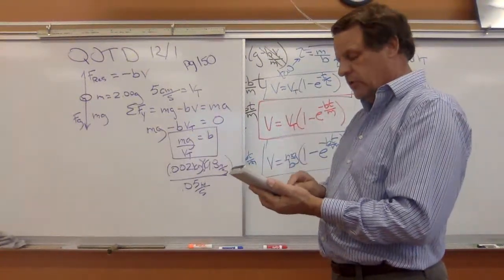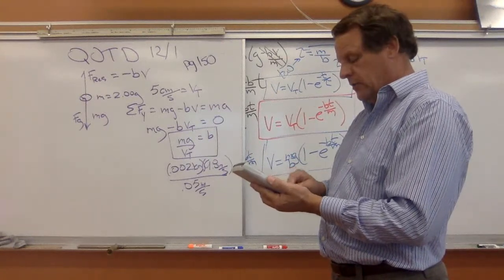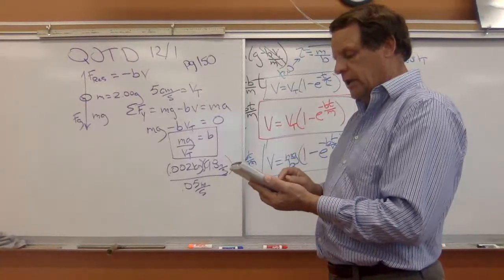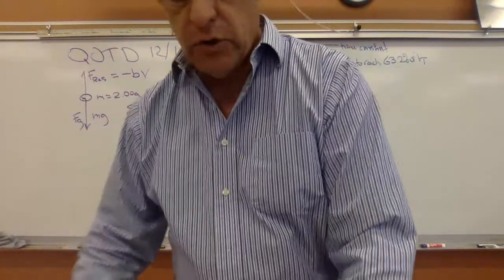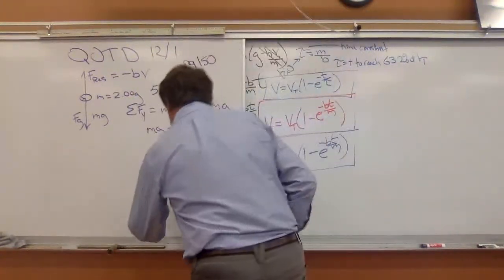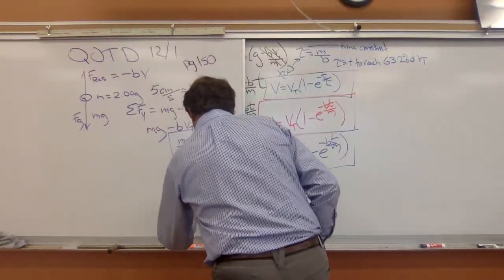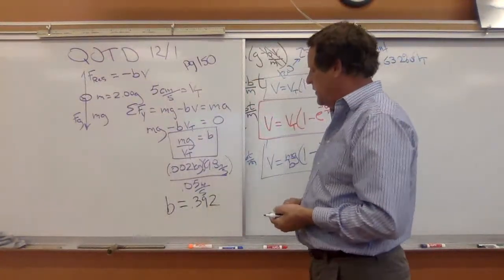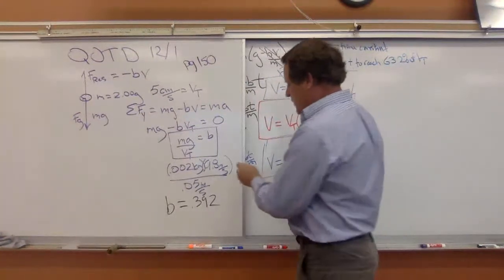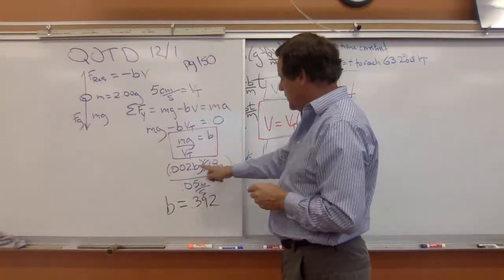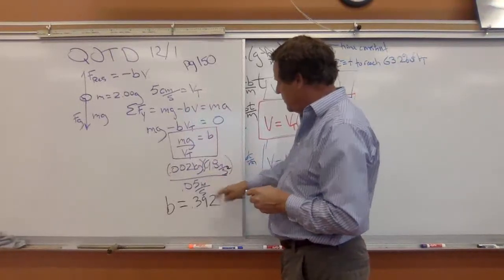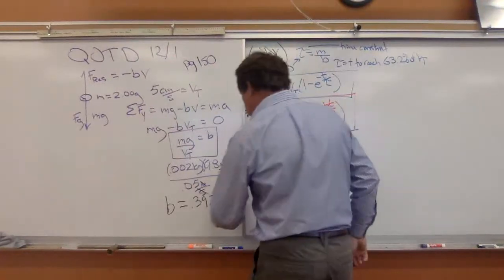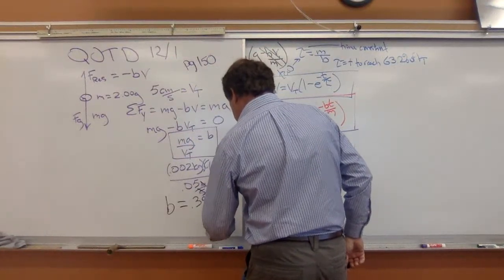So we're going to go 0.002 times 9.8 divided by 0.05, and we're going to get 0.392. So our b value is equal to 0.392. And the units: this is kilogram meters per second squared divided by meters per second. Those meters are going to cancel out, and one of those seconds is going to cancel. So we end up with kilograms per second.